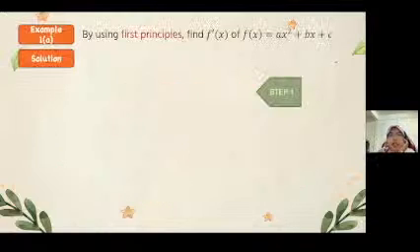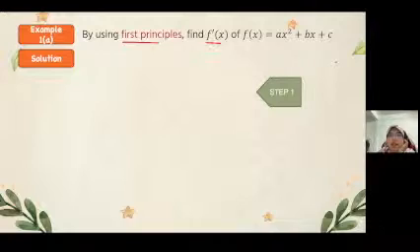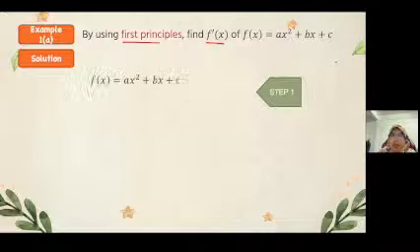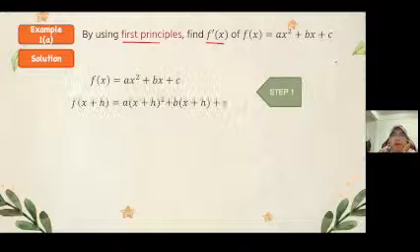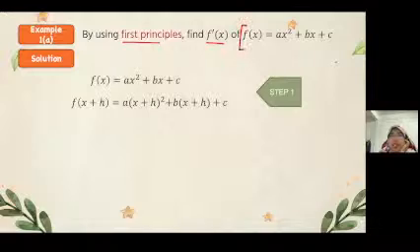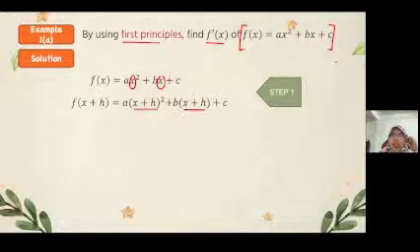Okay, so by using the first principle, find out what is f prime of x for f(x) equal to ax square plus bx plus c. Firstly, determine what is your f(x) together with your f(x plus h). For f(x), you simply copy down everything, so f(x) is ax square plus bx plus c. For f(x plus h), you need to replace all your x with x plus h. So you will have a(x plus h) square, b(x plus h), and then plus c. So those are f(x plus h).